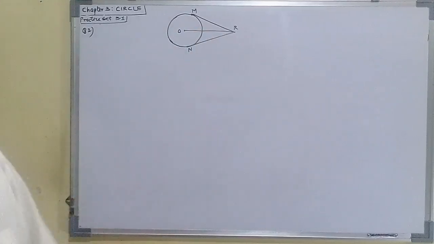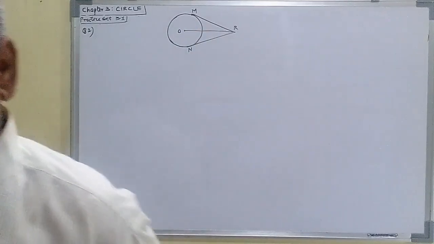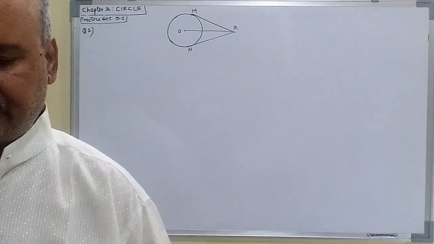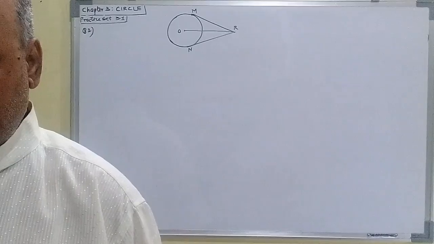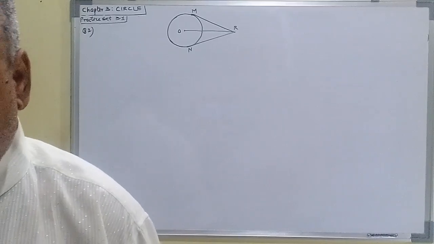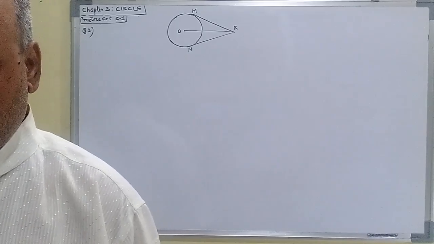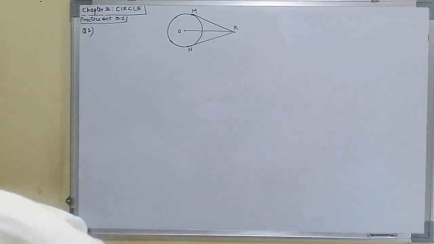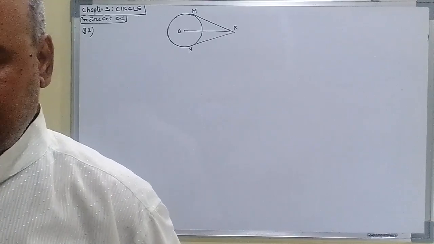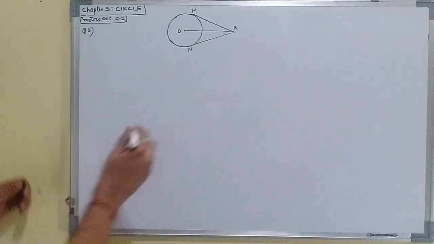See what they have given us. In the adjoining figure, O is the center of a circle. From point R, segments RM and RN are tangent segments touching the circle at points M and N. OR is 10 centimeters and the radius is 5 centimeters. This is 10 centimeters.